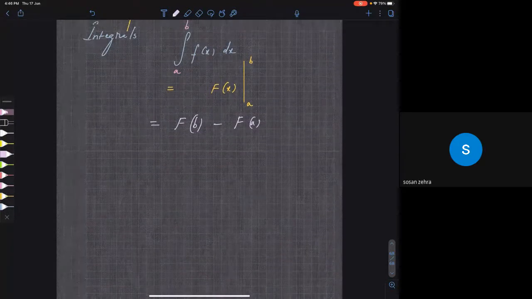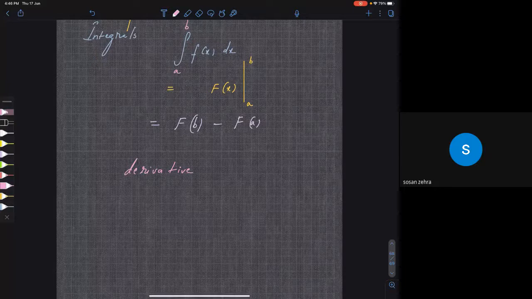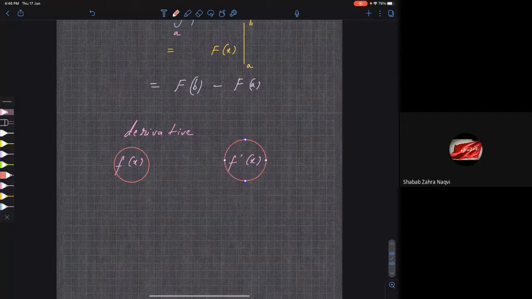Now, suppose when I say derivative, here you'll have f of x, and here you'll have f dash of x, right? Are you getting my point? Now tell me, what is the derivative of x square?